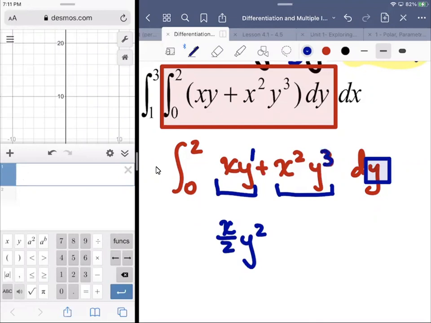We have a power of 3 here, so increase that by 1, so y to the fourth, divide by the new power, x squared over 4. Integrate that over the interval of 0 to 2.